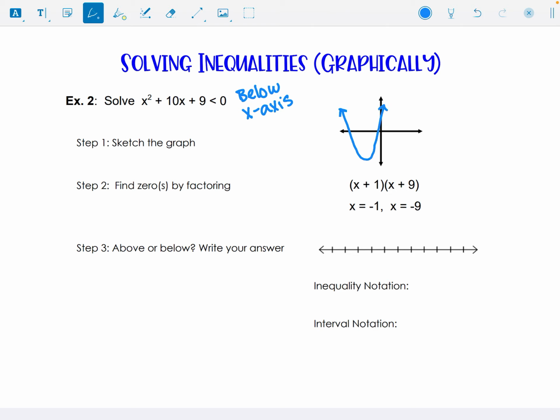Calculator is fine to do that. Find the zeros by factoring, so it adds to 10 but also multiplies to 9. That gave me x plus 1, x plus 9. And then my zeros are negative 1 and negative 9. Okay, and then we're going to actually solve the inequality.